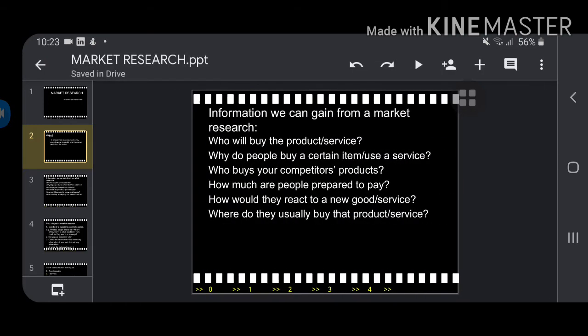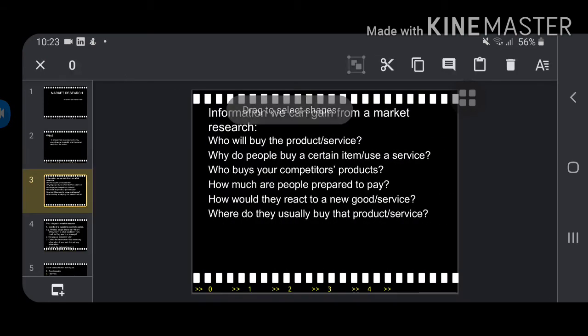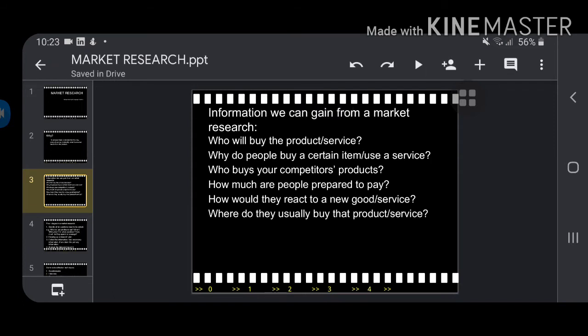Okay. Now the third one is about the information that we can gain from market research. By doing a market research, we will be able to identify these things. First is who will buy your product or your service. Second is why do people buy a certain item or use a service. Third is who buys from your competitors, who buys your competitors' products or who uses your competitors' products.